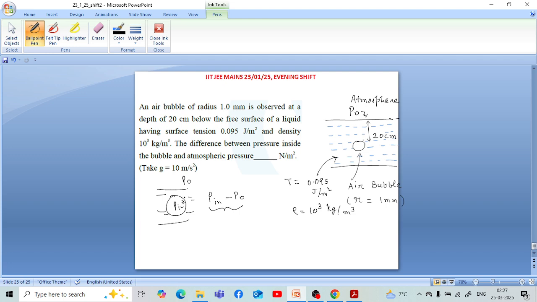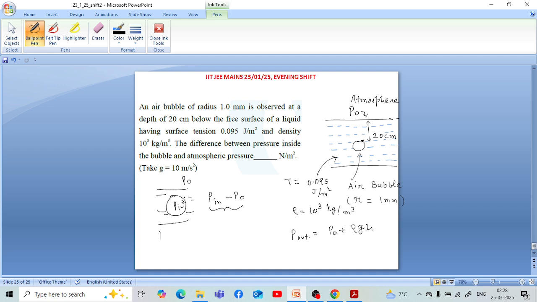So, first of all, let us calculate the pressure just outside the air bubble. The pressure just outside the air bubble is given by P naught plus rho g h. We know that as we go deeper and deeper in the liquid, the pressure keeps increasing by the height of the liquid column above it. So, P equals P naught plus rho g h. By this formula, we can calculate the pressure outside the bubble.